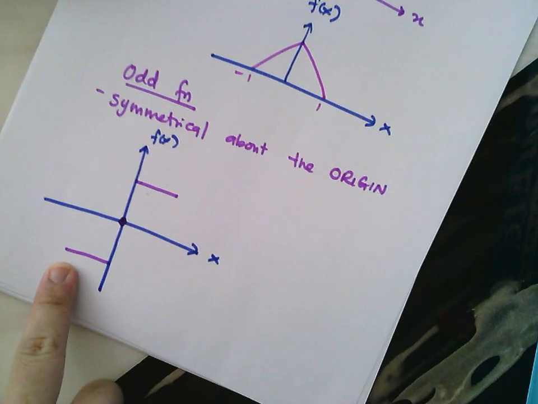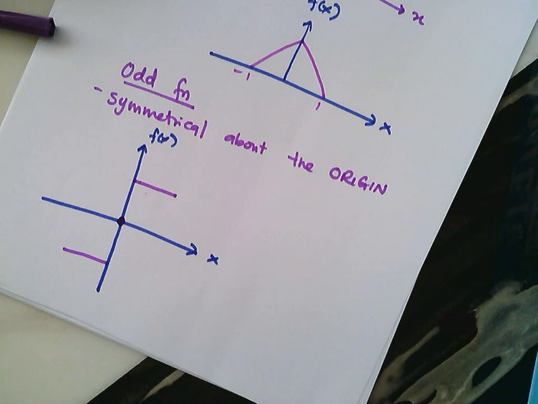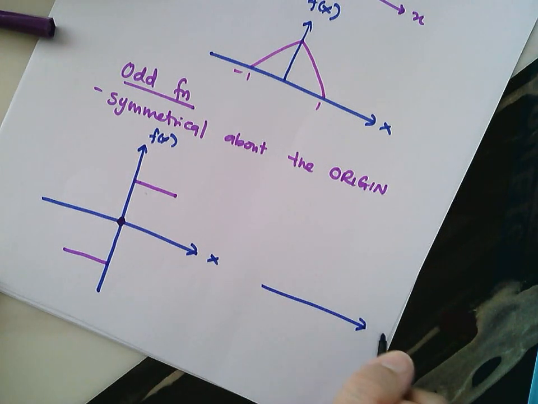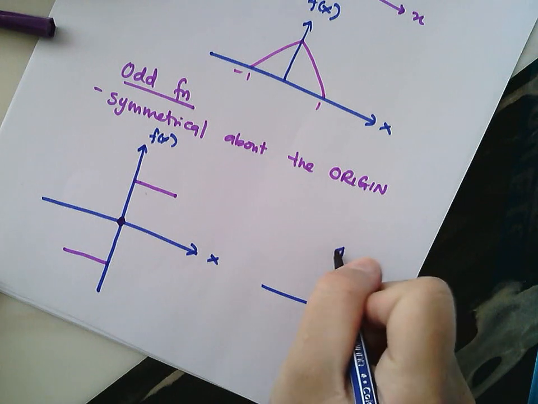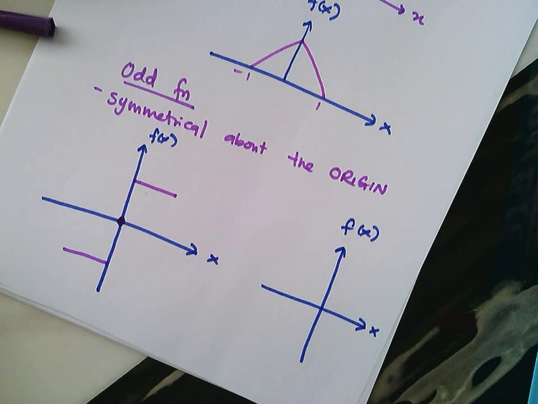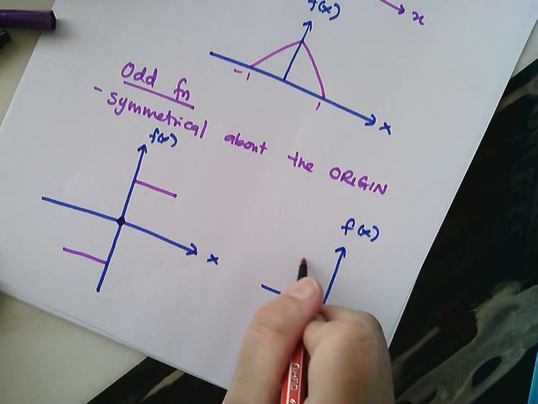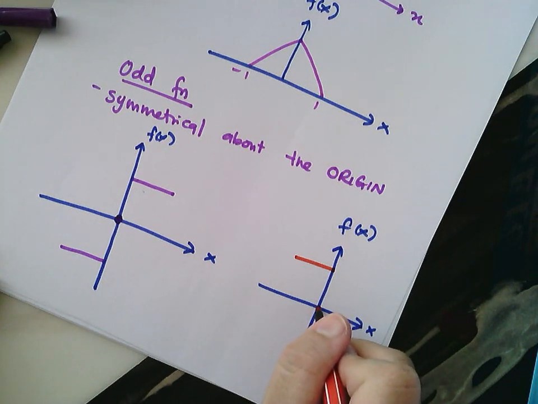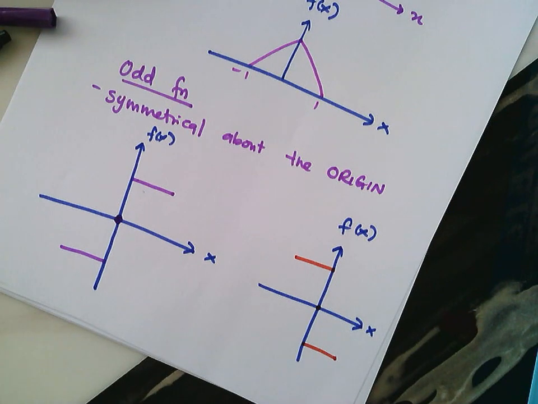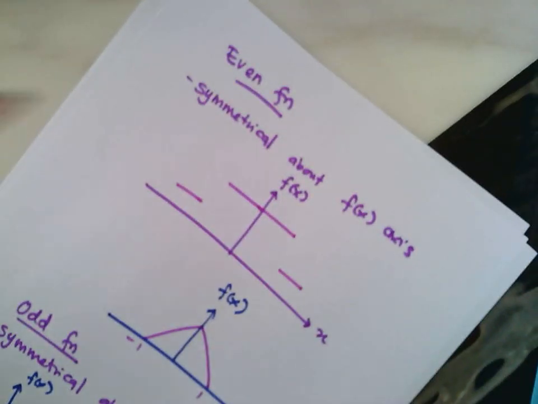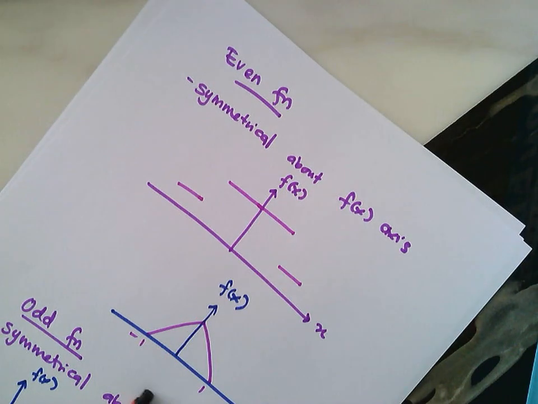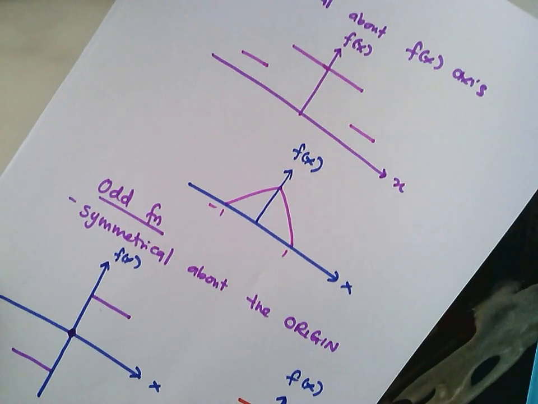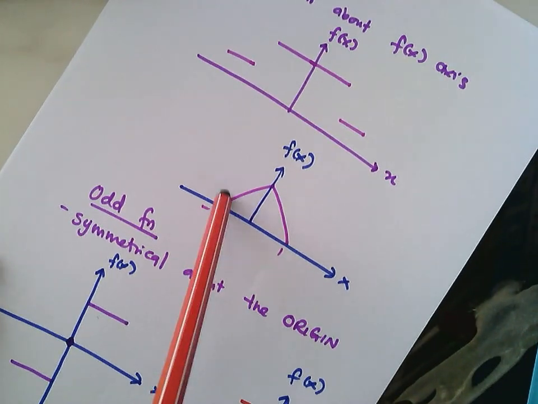So if you have here, then another one should be here. Okay, or the same goes if you have this kind of graph, if this is your x and this is your f(x). If you have something here, then another one should be down here. Okay, then only it will be symmetrical about the origin. Okay, for even function, symmetrical about the f(x) axis, so if you flip the paper here like this. For odd function, it's symmetrical about the origin, coordinate (0, 0).